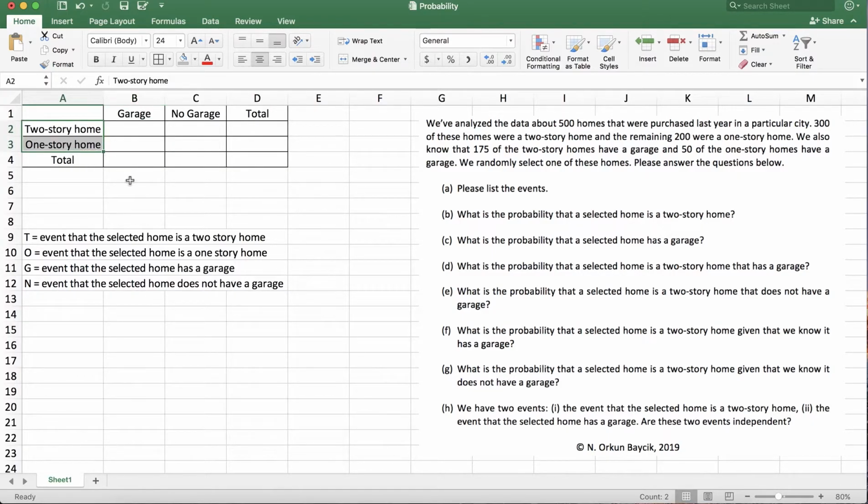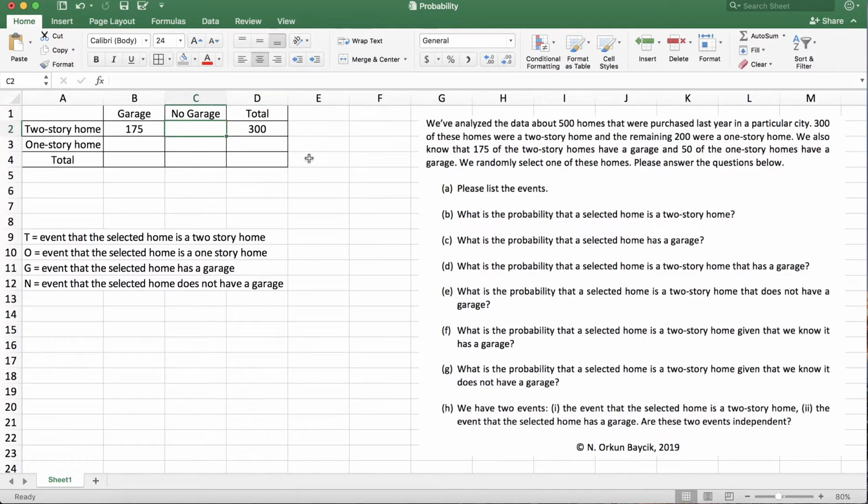I listed the types of homes, and I also listed the home having a garage or not. Okay, so let's see the intersection of this. So this cell corresponds to the intersection of the home being a two-story home and having a garage. How many of such homes do I have in this 500 homes? So that is going to be 175. Okay, so the question says 175 of the two-story homes have a garage. So this is 175. 300 of these homes are a two-story home. So the total is 300.